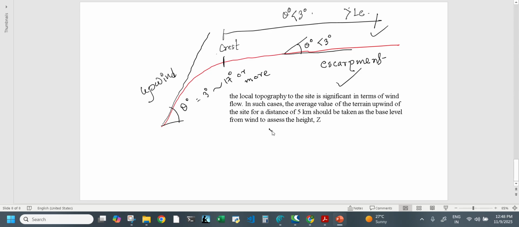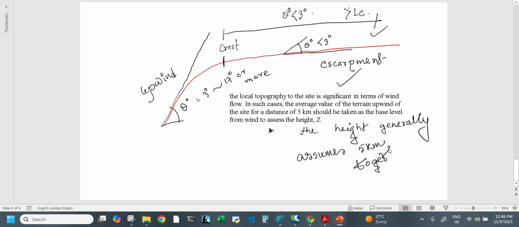This line actually means the height, generally, assumes 5 kilometer to get a realistic value.